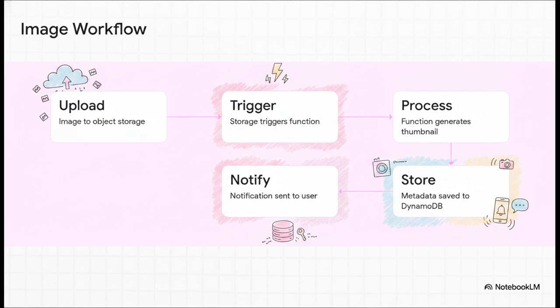An image gets uploaded to object storage. Boom, that storage event natively triggers a tiny serverless function. The function generates a thumbnail, pushes the metadata into a managed serverless database like DynamoDB, and pings a notification service. It's effortless, scalable background processing that costs absolutely nothing when no one is uploading images.